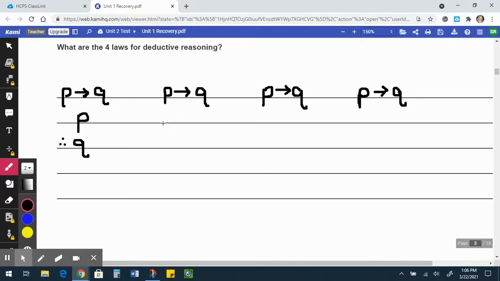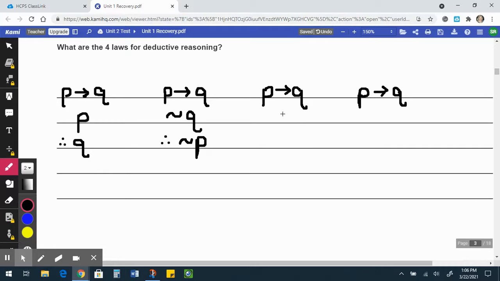Now, for the second law, we're going to take the P and the Q, and we're going to switch and negate for the contrapositive. So my second phrase is going to be negated Q. If that's the case, then my conclusion is going to be negated P. Look, we took the P and the Q, we switched them, and we negated each one. That's the second law of deductive reasoning.